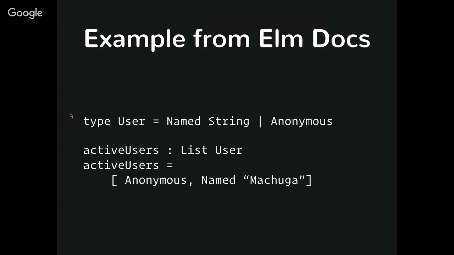The example from the Elm documentation shows a way to represent a user. A user could be anonymous, or they could be a named user with a string passed in that represents their name. So a list of active users here, if we have like a chat application, there could be one anonymous user and I could be sitting in the room.